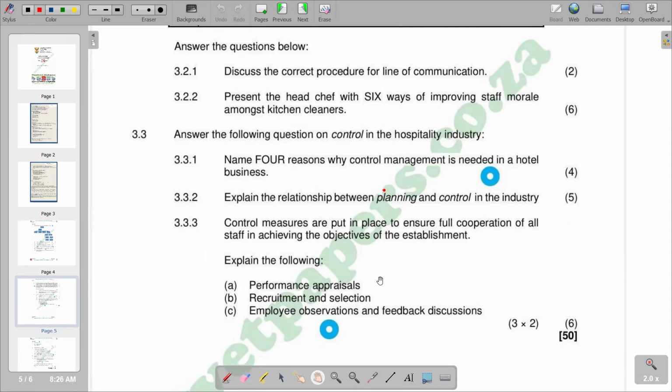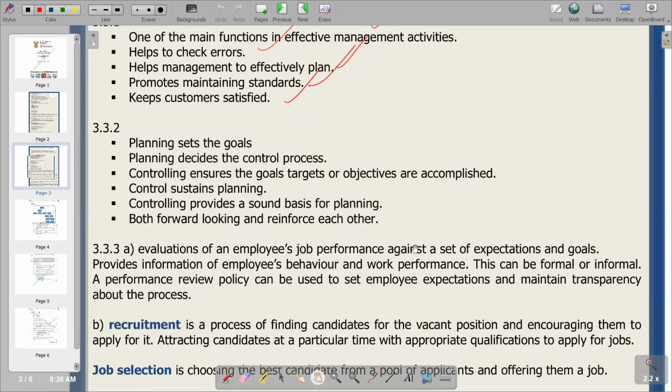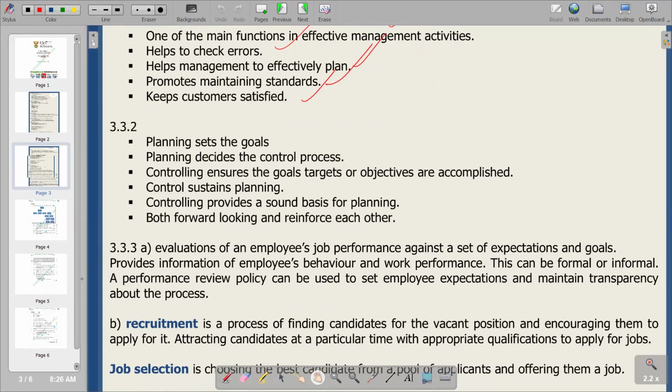So, on the other section regarding performance appraisal, we are saying it is an evaluation of an employee's job performance against a set of expectations and goals, and it provides information on employees' behavior and work performance. This can be formal or informal. A performance review policy can be used to set employee expectations and maintain transparency about the process. So that's what we have on that part.